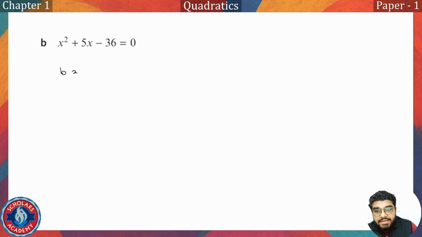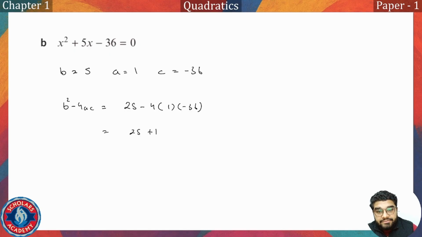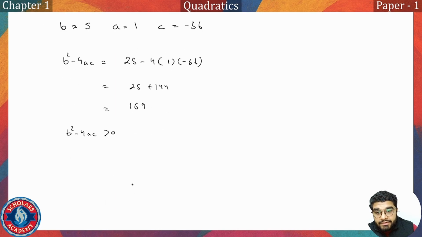So b is equal to 5, a is equal to 1, c is equal to negative 36. B square minus 4ac is equal to 25 minus 4 times 1 times negative 36. That is equal to 25 plus 144. That is equal to 169. So it is positive. Discriminant b square minus 4ac is greater than 0. It means we have two real roots, right?